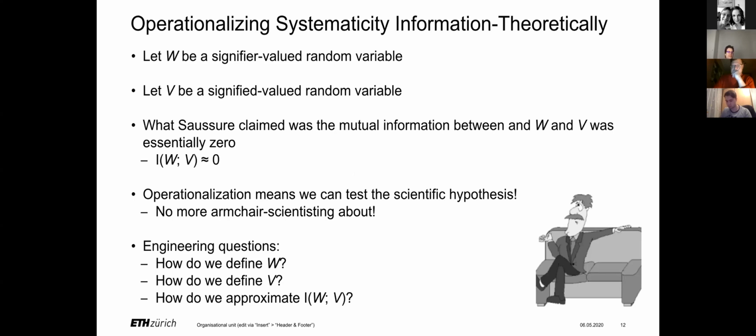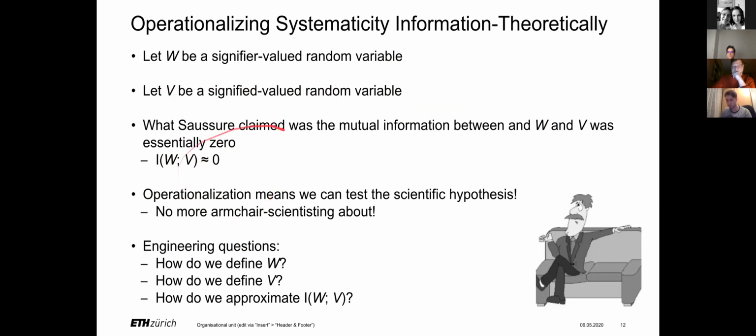To operationalize this information-theoretically, because we'd like to come up with a very clean definition that we can measure, I talked about the notation earlier, but we're going to introduce some more. Let capital W be a signified random variable. Remember before I said little w was an individual value. And let V be a signifier-valued random variable, and little v was a value. So we're basically saying that what Saussure claimed was that the mutual information between W and V is essentially 0. Mutual information is a quantity from information theory, which means we can suddenly test it.